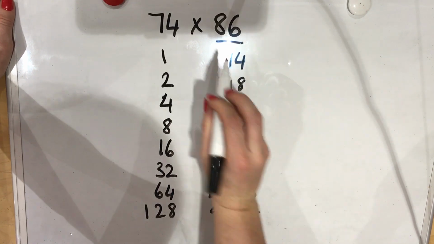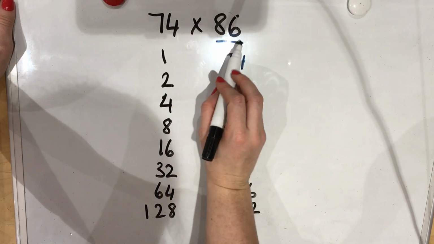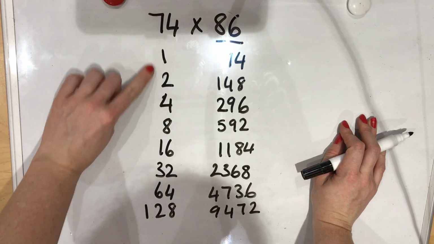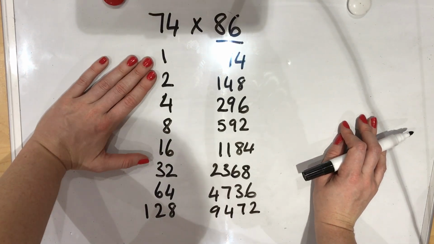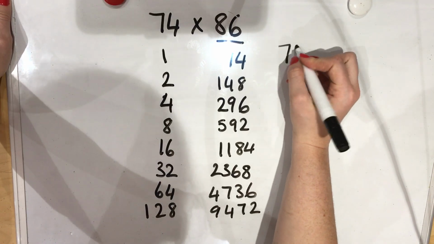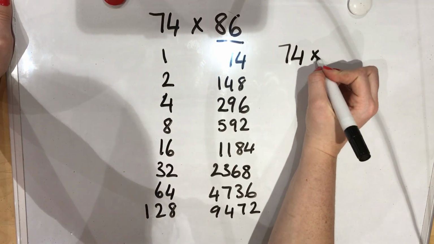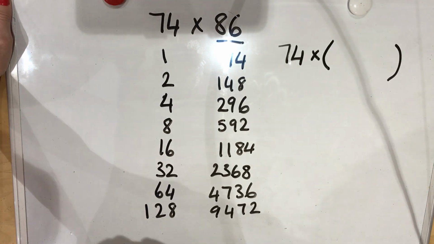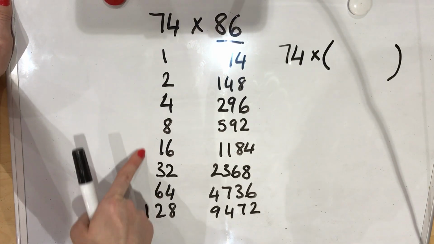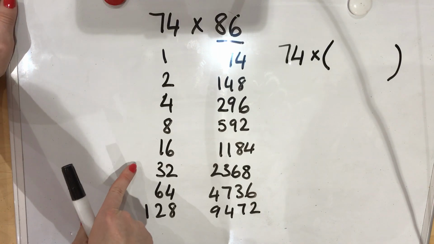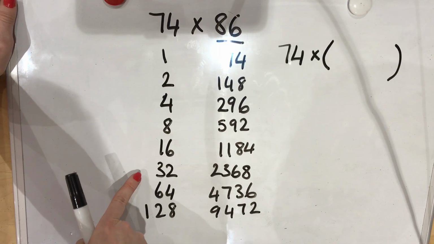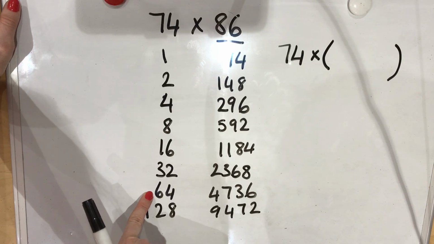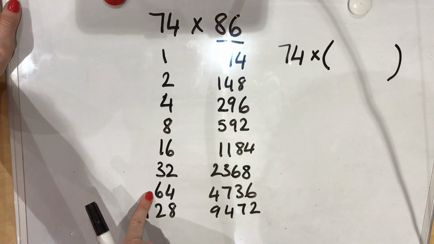So first things first, with this 86, I'm going to find which of these numbers add up to equal 86. Because instead of writing 74 multiplied by 86, I'm going to find the numbers which add up to make it. So using these factors here, I'm going to say, so 86, we could have 64, and then I'd need to add another 22.